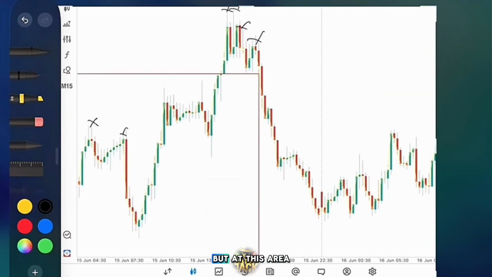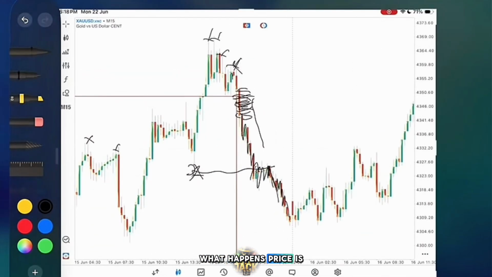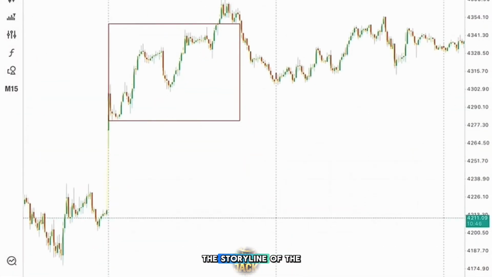But price reversed. But at this area here, you can go and take a sell, but you need to TP here. Why? Because you don't know whether price is going to break this buy volume or it's going to continue to go up. Okay? So once you see this, and then you wait. Once you TP here, alright, you wait. What happened? Boom. Price broke it. When price broke this buy volume, what happens? Price is continuing bearish. See? It's pretty simple. That's how you identify the flow, the storyline of the market.